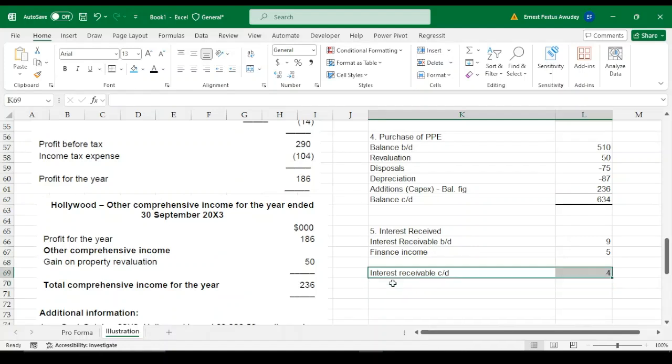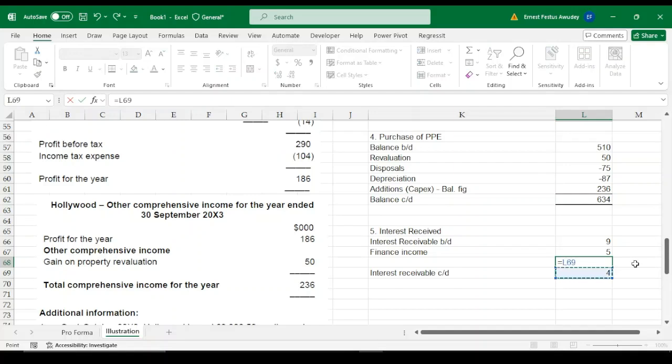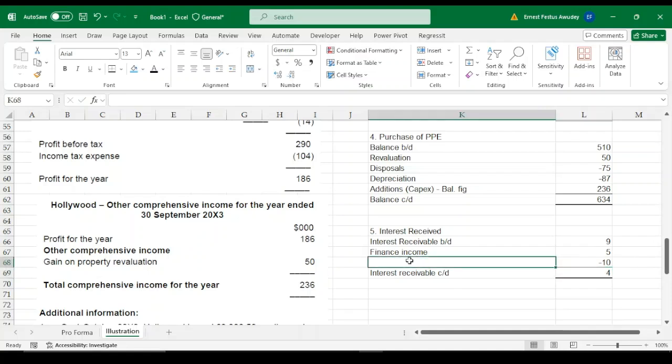So let me copy this, cut this, and paste it here. So now that we have this figure, I'm going to put it right there. And the balancing figure is going to be equal to our balance at the end of the period minus these two figures. That will give me negative 10 there, and that is my cash interest receivable, or cash interest received. That is actually my balancing figure right there.